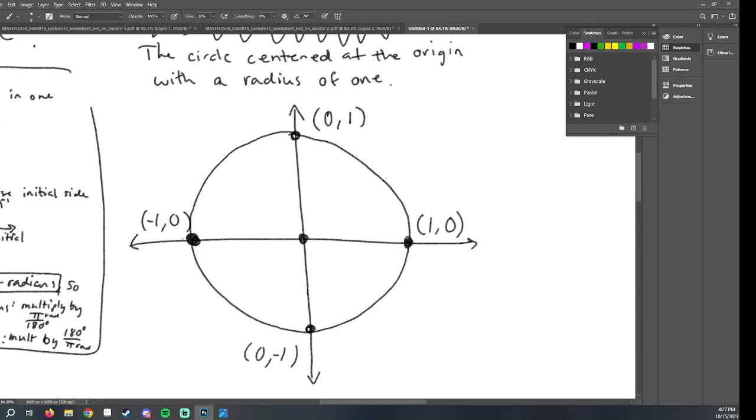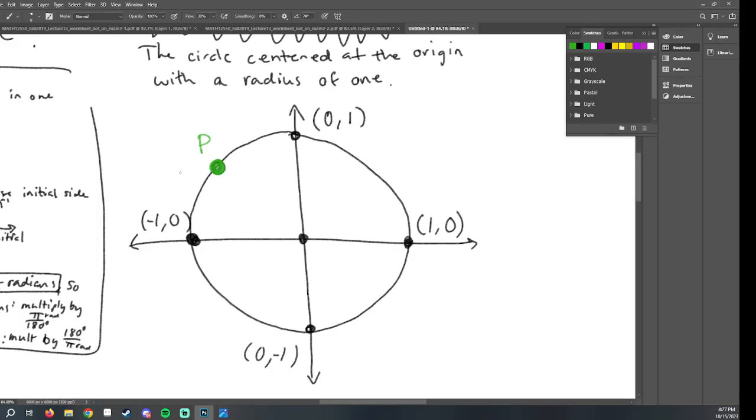And on this unit circle, we can talk about points along the edge of this unit circle, right? Like if I just pick a random point over here, hey, swatches, I wanted a different color. I can pick a random point over here. Sorry. Let's say I call this point P.